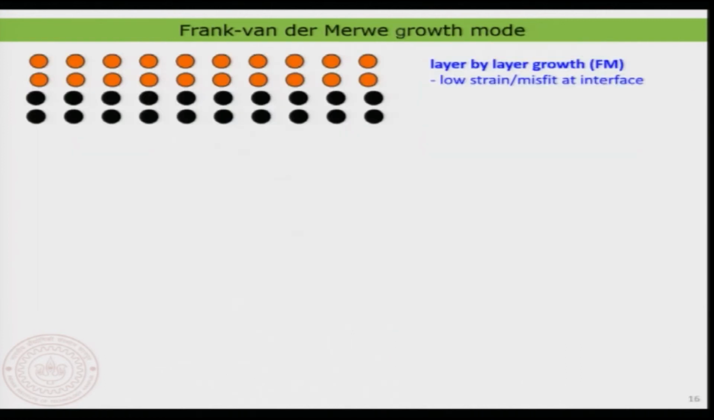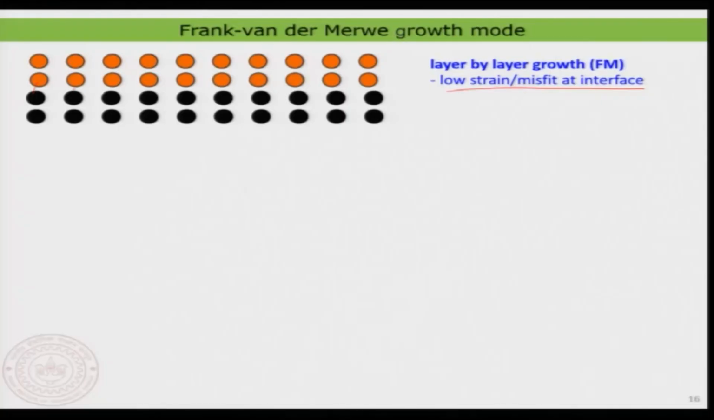Now, what we are going to do is look in a little greater detail at why we have seen the Frank van der Merwe growth, or the so called layer by layer growth. Yeah. So, as I have already told you, if I want to make a complete layer type of growth, then it is extremely important that the strain or the misfit at the interface, due to the lattice mismatch between the surface and the interface, should be minimal. Yeah, that is exactly what happens probably in the case of the cobalt on copper 111 surface, because the lattice mismatch is just about 1.5%.